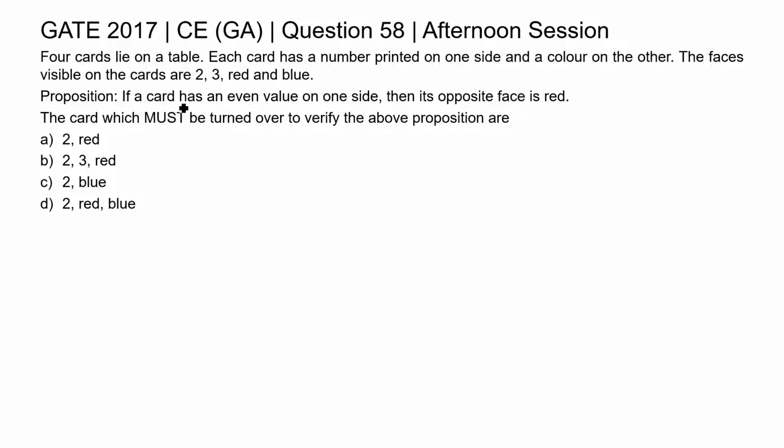Proposition: if a card has an even value on one side, then its opposite face is red. The cards which must be turned over to verify the above proposition are. So in this question, it is given that four cards lie on a table and each card has a number printed on one side and a color on the other. The faces visible on the cards are 2, 3, and the color red and the color blue.